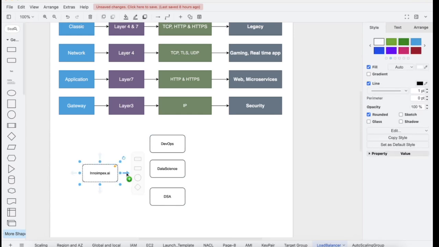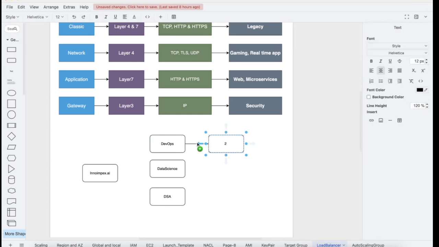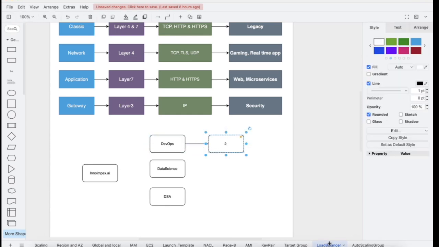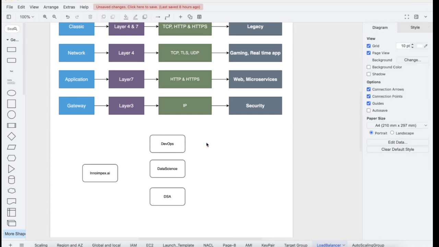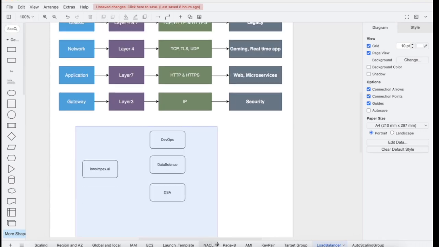This load balancer will send traffic specific to the course to a target group. Let's say the entire DevOps course is running on two instances, then the traffic will get routed there. Let's say there are 3,000 users coming to this website, out of which 1,000 are coming for DevOps, 1,000 for data science, and 1,000 for DSA. The load balancer will analyze and then send the traffic accordingly.